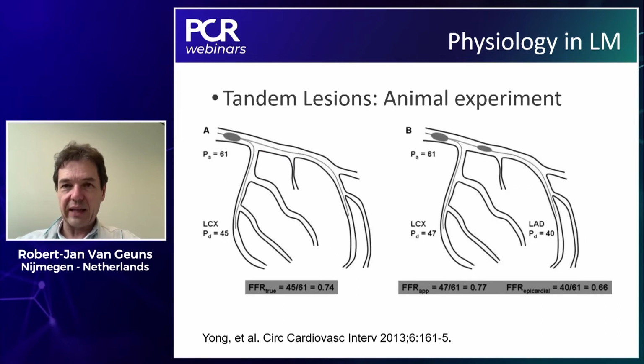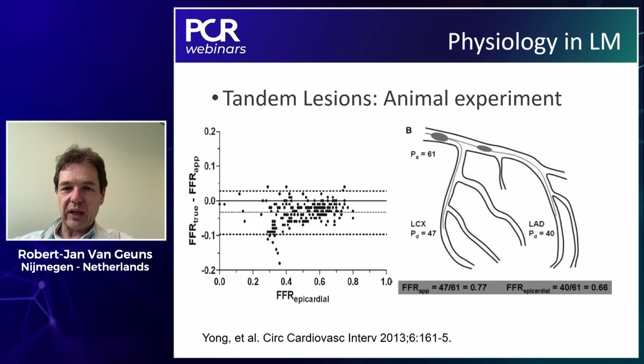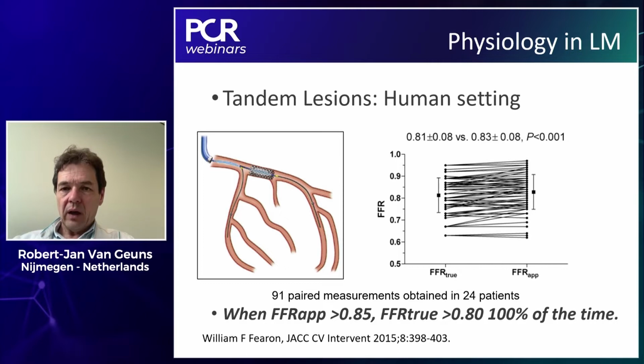which is similar to what was done in an animal experiment in 2013 by Dr. Young, which comes up with almost the same kind of graph. On the left side, you can see that at values below 0.4, potentially there's a true interplay between the two lesions. Then the last was, of course, a human study, in this case by William Fearon, who showed that, again, the difference between the true FFR and the measurements is pretty low.